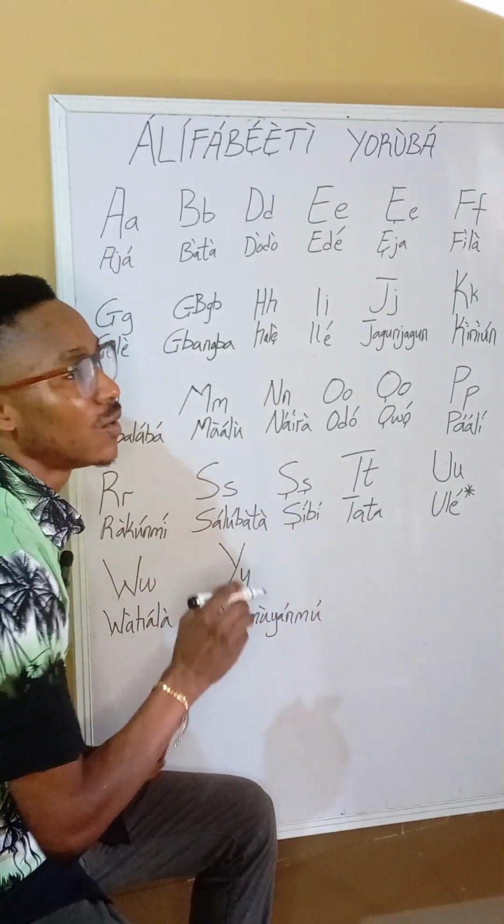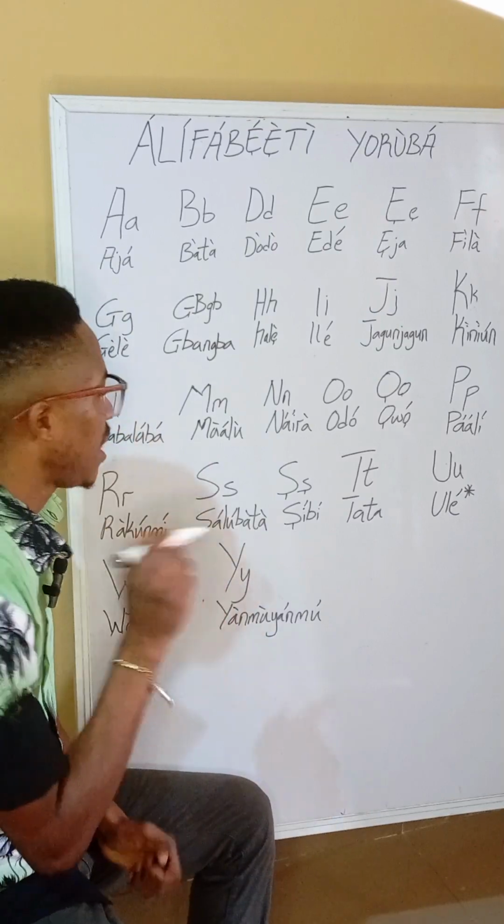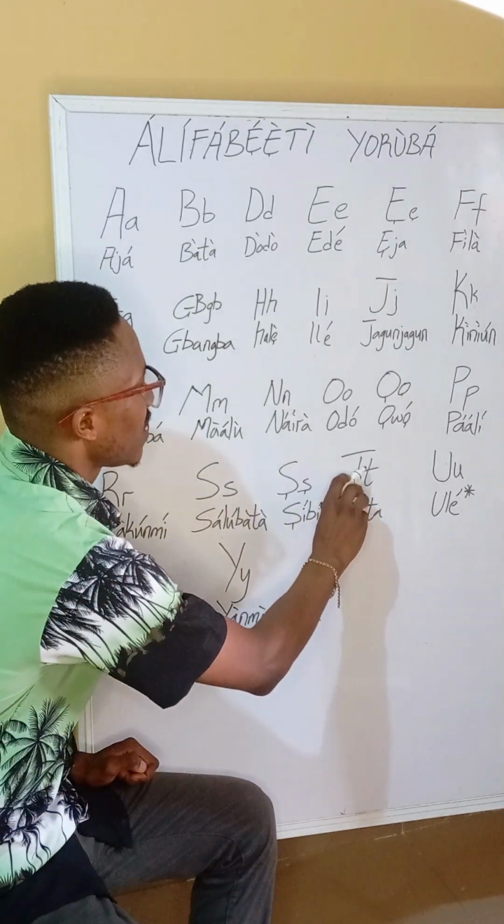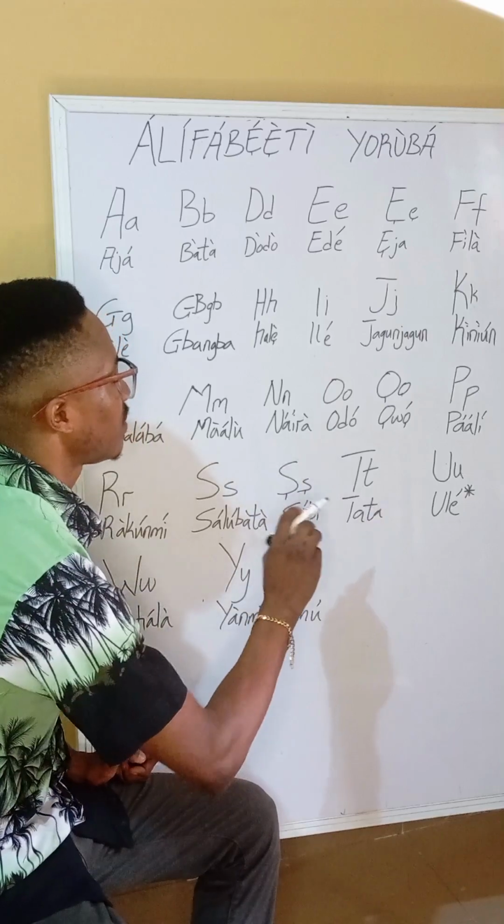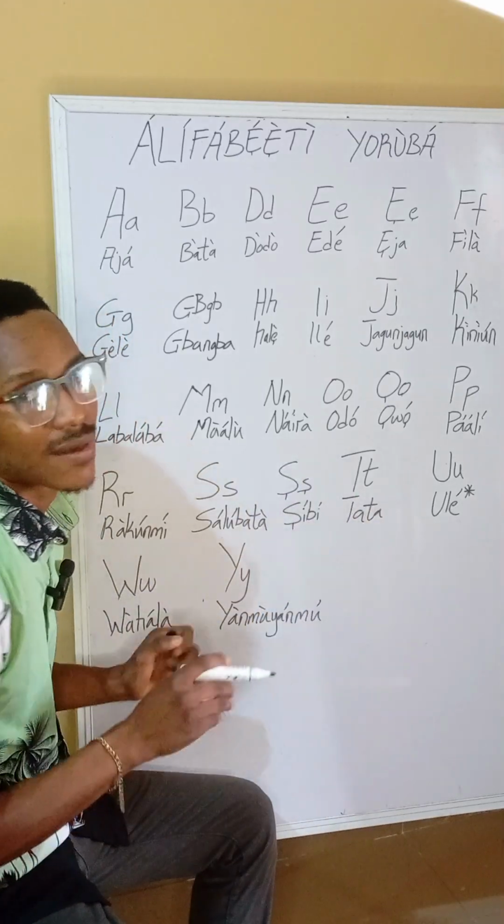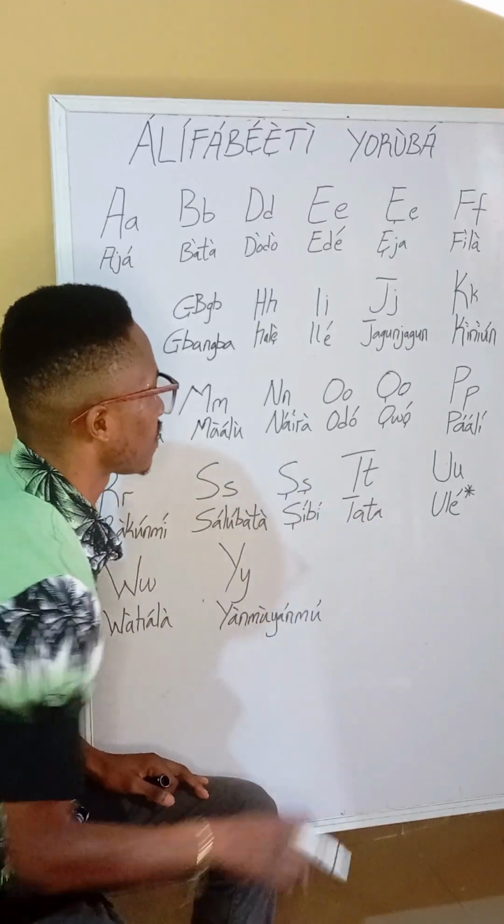Ṣíbí is what we know as spoon in English. T, Tata. Tata is grasshopper in English.